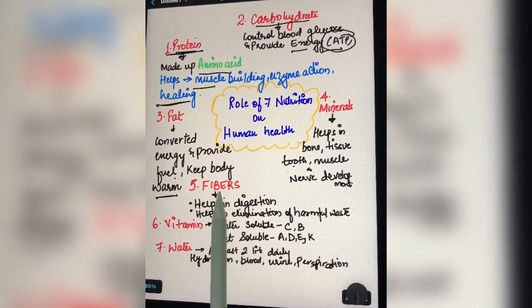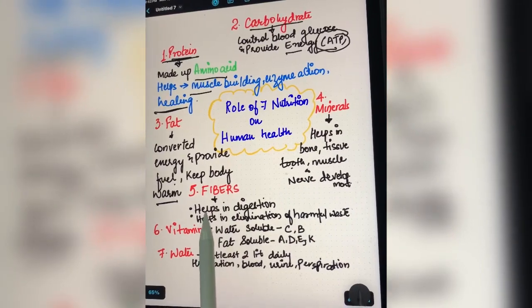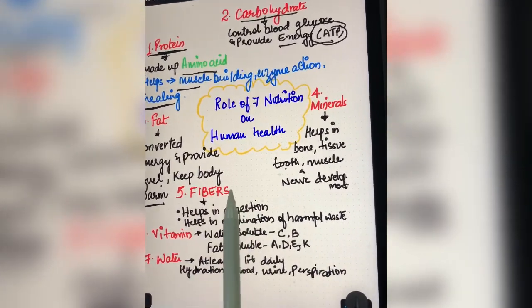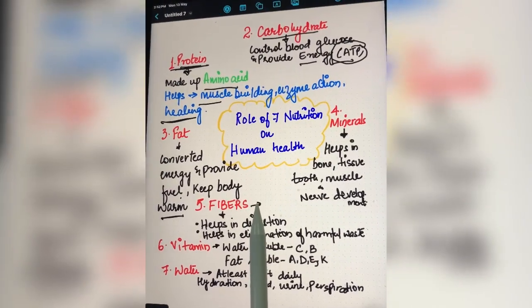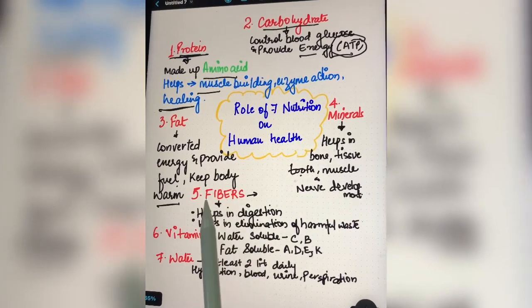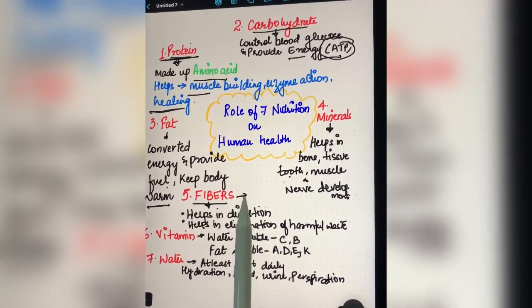Then we have fibers. Fibers are also an integral part of nutrition, as they help in digestion and in elimination of harmful waste. If the fiber content in the food is very less, the patient may have the problem of constipation. So fiber is also very important, and it should be in ample amount in your diet.